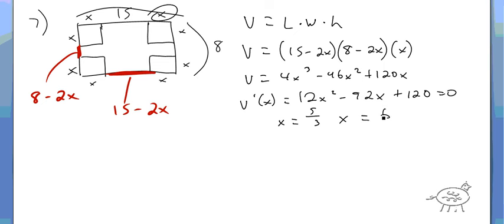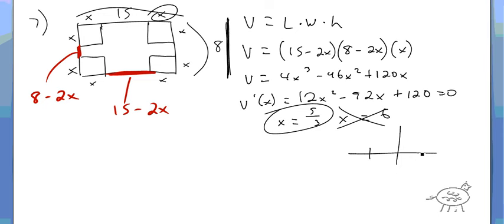Now you need to look at this. One of the answers is impossible. 6 is impossible because, just looking at one edge over here, you can't have 6 and 6 because you only have a maximum length of 8, so it's impossible. So this one's out of there, and your answer is 5/3. Again, we always do our interval testing. So you have 5/3 here, and 0 and 2. So this is plus and this is minus. So it's a maximum value.